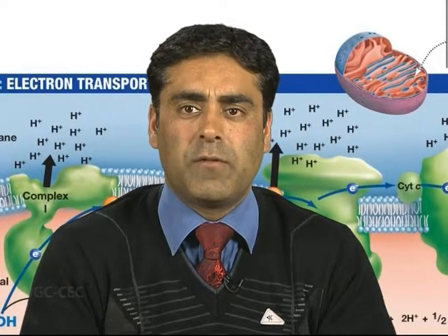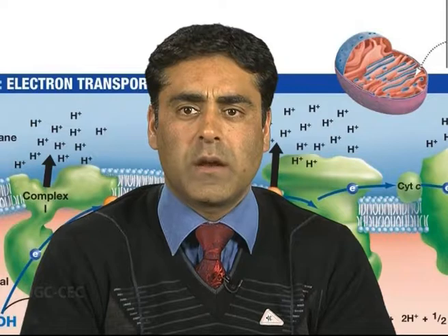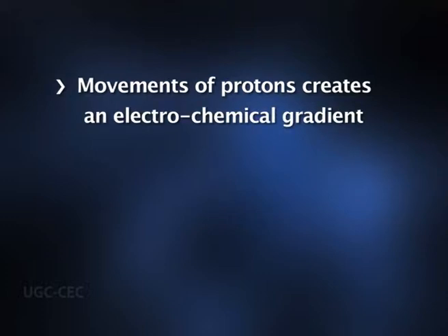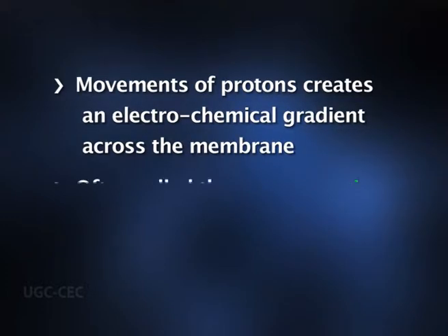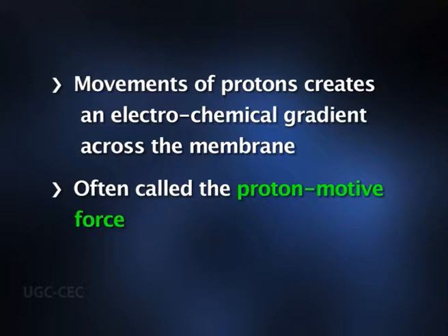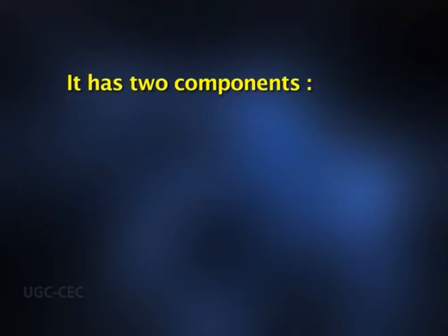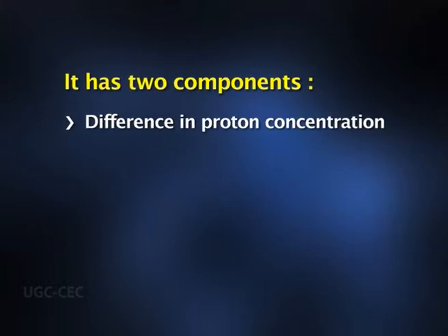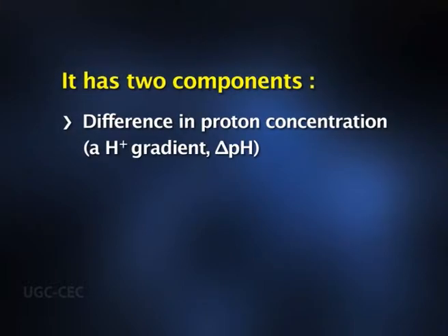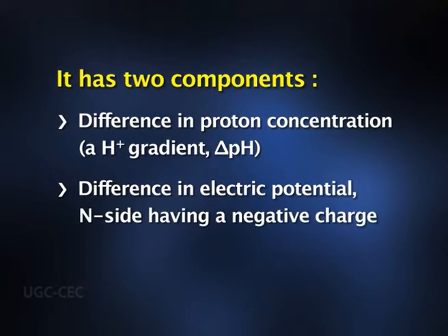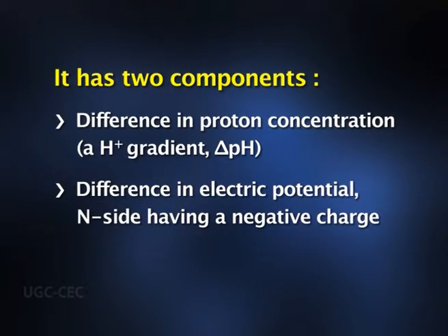These enzymes are like a battery and they perform work to drive current through the circuit. The movement of protons creates an electrochemical gradient across the membrane, which is often called the proton motive force. It has two components: a difference in proton concentration, a H+ gradient, and a difference in electric potential, with the N side having a negative charge.